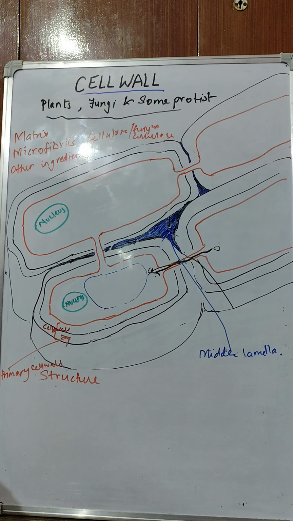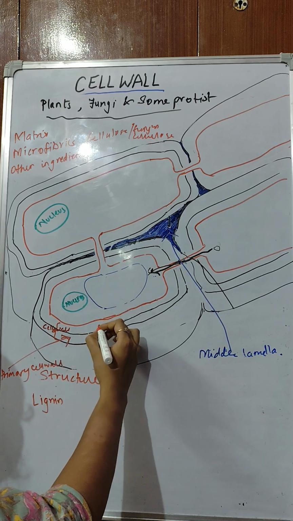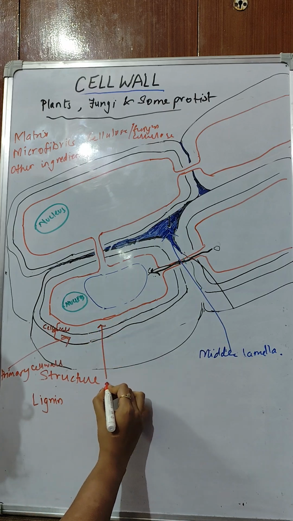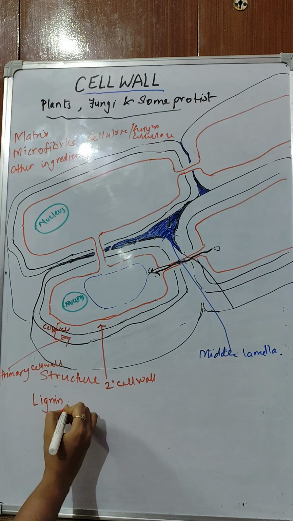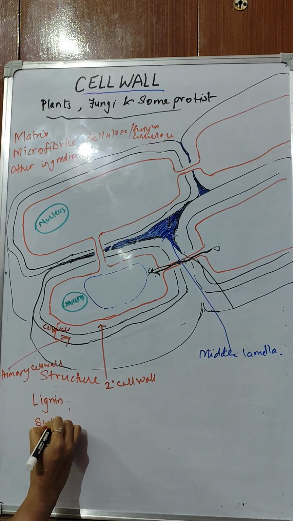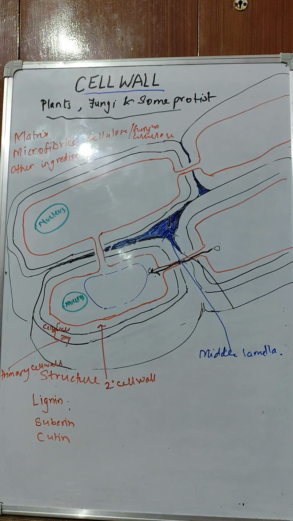In the same way that the primary cell wall was composed, the secondary cell wall is also formed, but it also contains some extra material that gets deposited in the wall, and these are lignin, then suberin, and cutin. Here you can see this is your secondary cell wall.